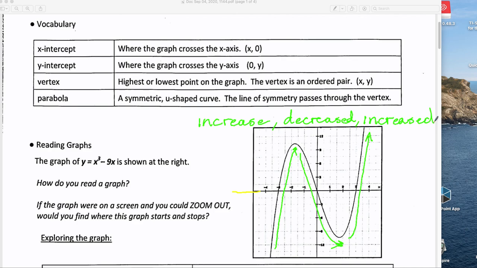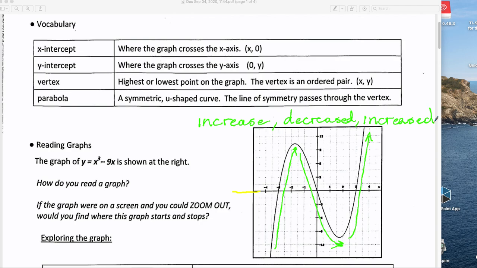All right, one more question. Does the graph open up or down? This particular graph goes up and down and up again, so this graph does neither one. Put the word neither, or you could say it doesn't open up or down, something to that effect.